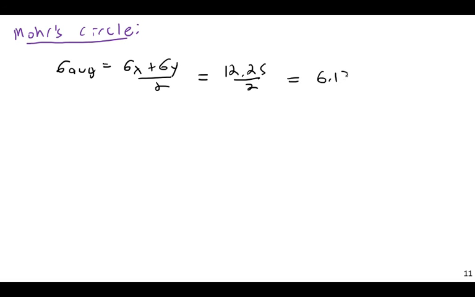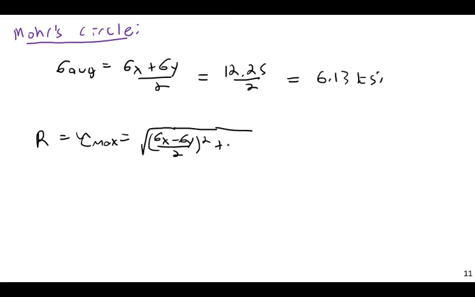Our sigma average is going to be sigma x plus sigma y over 2, which is just 12.25 over 2 equals 6.13 KSI. The radius of this is going to be just tau max, which is the quantity sigma x minus sigma y over 2, squared, plus tau xy squared, and this equals 6.16 KSI.